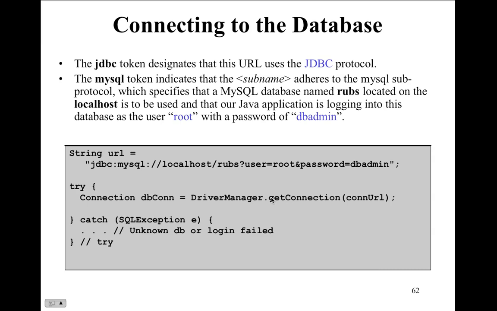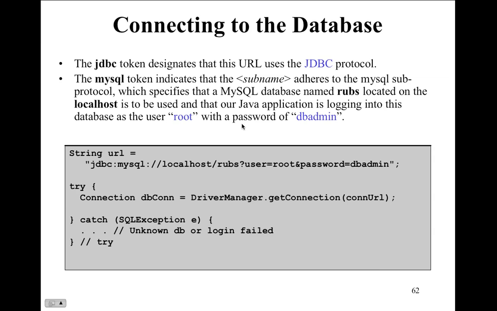So the JDBC token designates that the URL uses a JDBC protocol in terms of its connectivity. The MySQL token indicates that the name adheres to the SQL subprotocol, which specifies the MySQL database name. And the MySQL database is called RUBS. It's the name of the database that we're actually connecting to, located on localhost. So it's going to be used for the Java application. And the login name's root, the password's going to be dbadmin in this particular example.